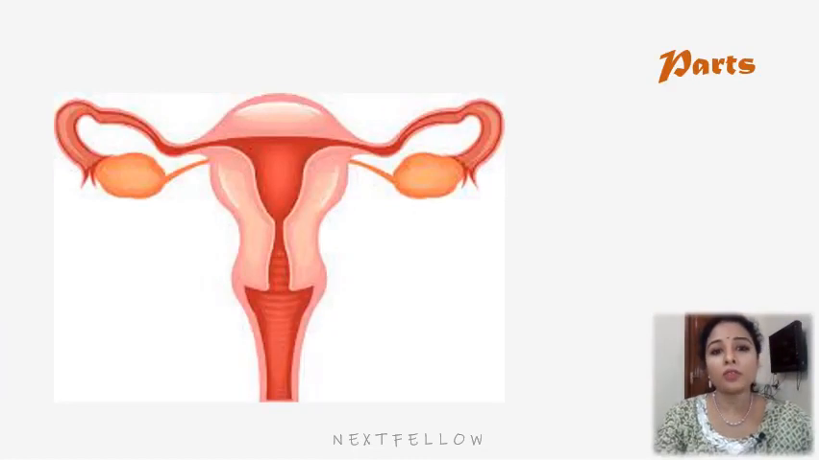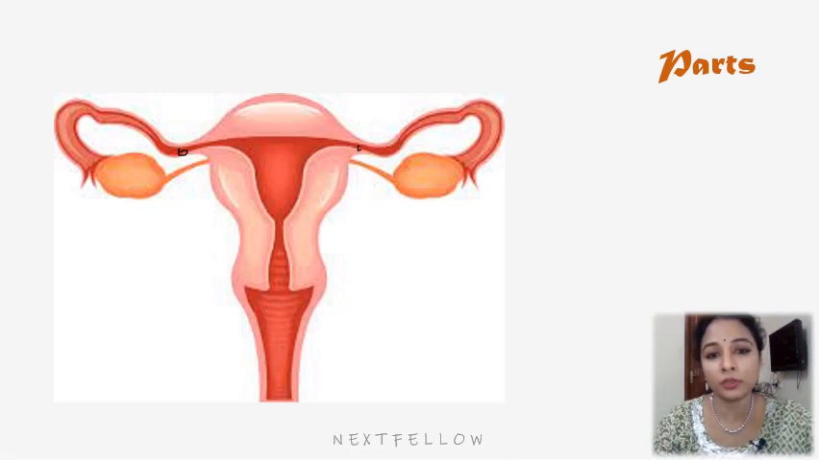Let's see the parts of the uterus. The upper end of the uterus is called the fundus. It is connected on each side to the fallopian tubes. We can see the fallopian tubes open into the uterus, and the projection of the uterus into the fallopian tube is called the cornu of the uterus. And the lower part is the cervix, which continues into the vagina.